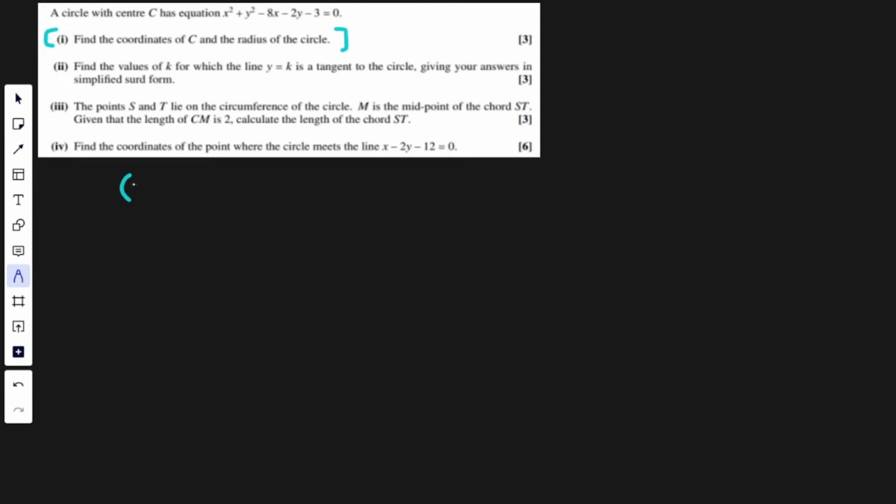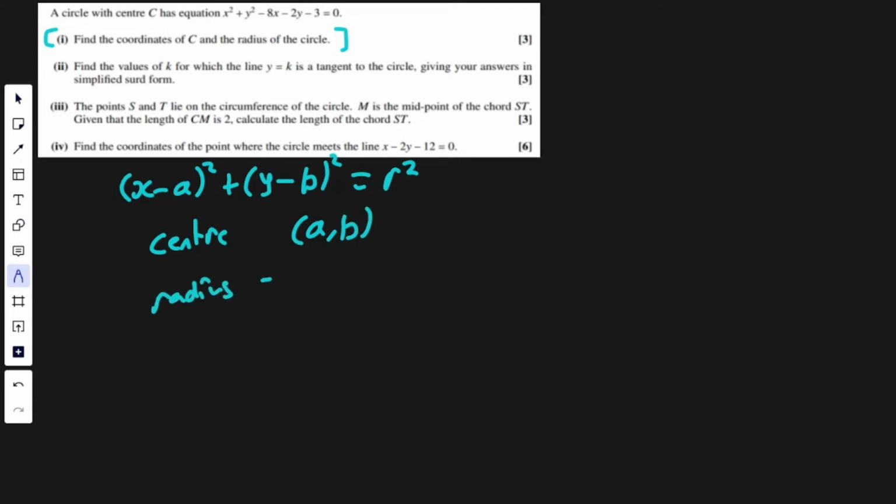So we just saw that a circle is of the form (x minus a) squared plus (y minus b) squared equals r squared. Then our centre is (a, b), and our radius equals r, so we take the square root of this side and take the positives of these two numbers. So let's have a go at doing it.